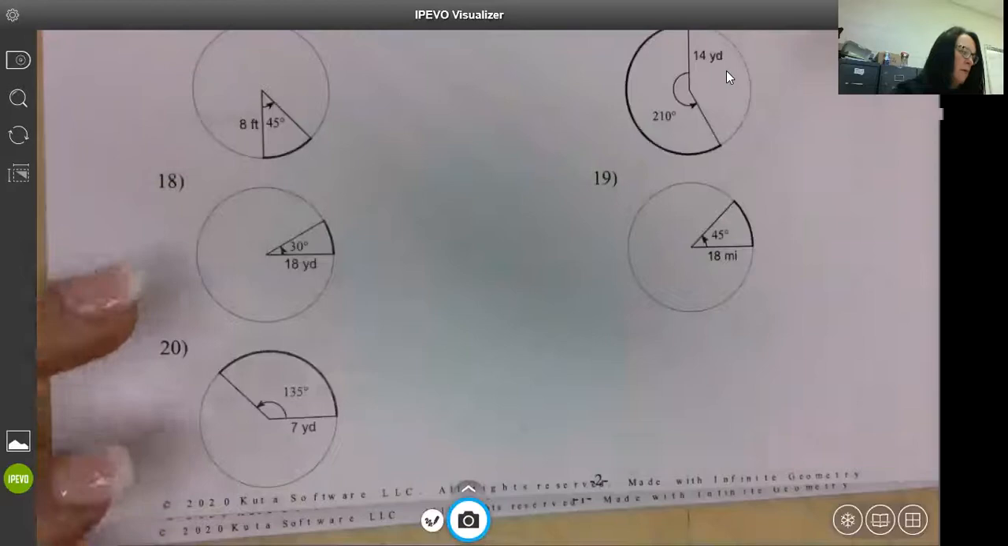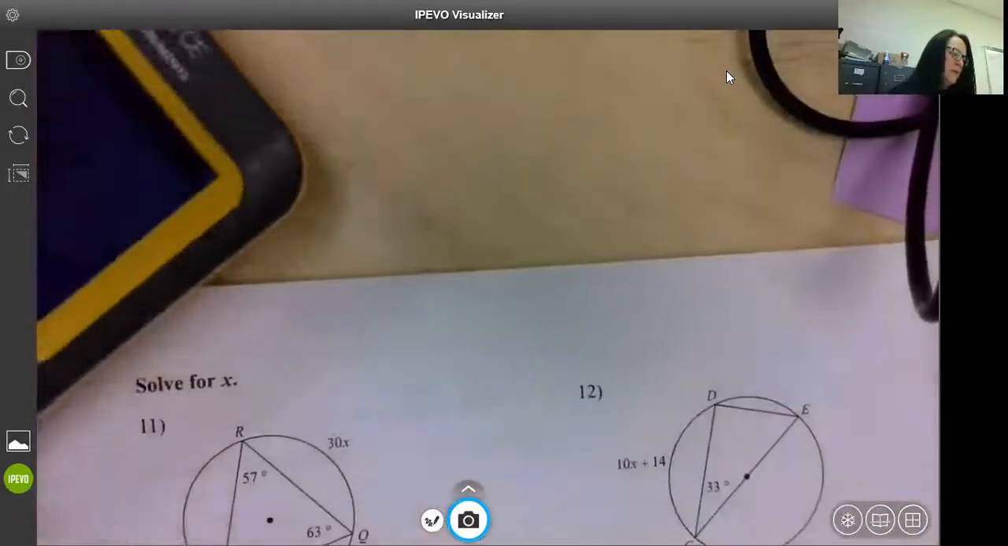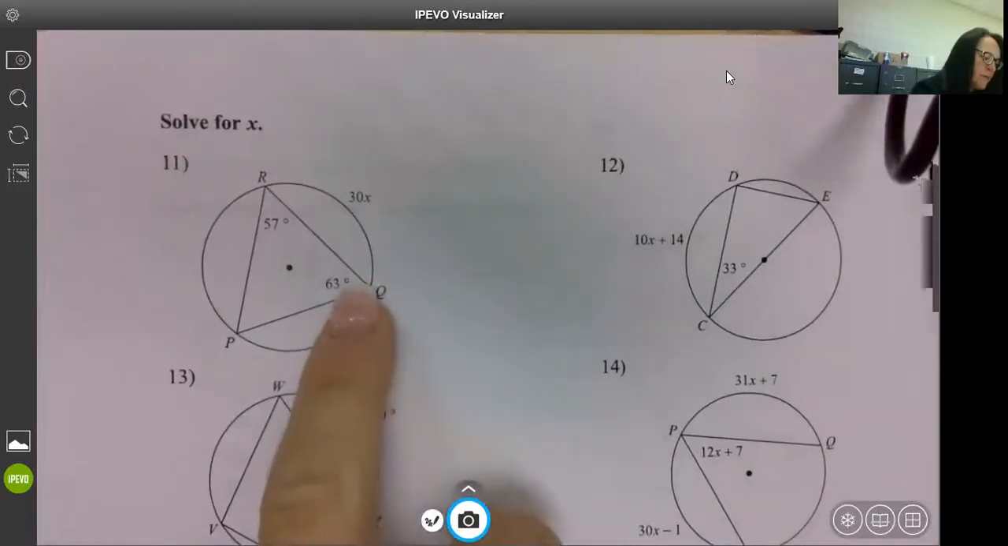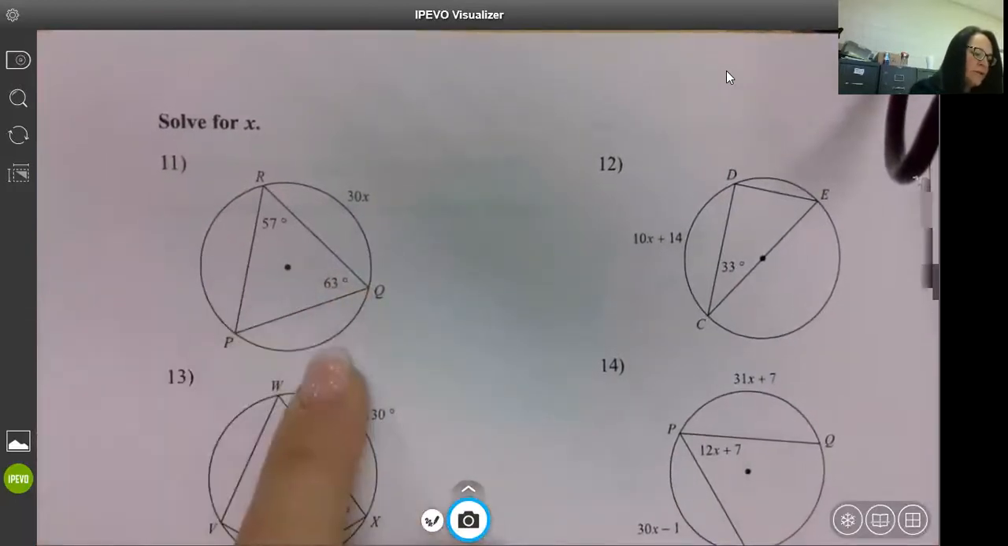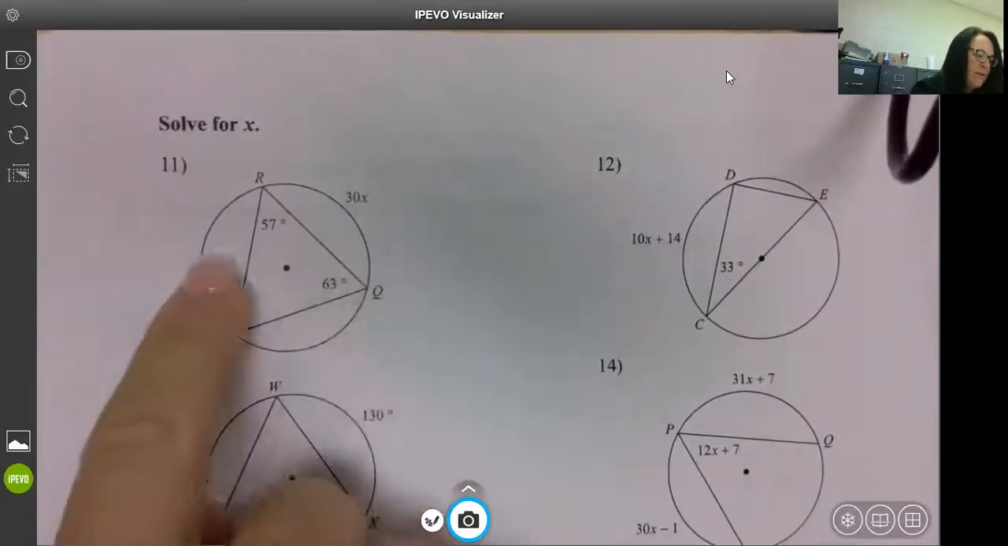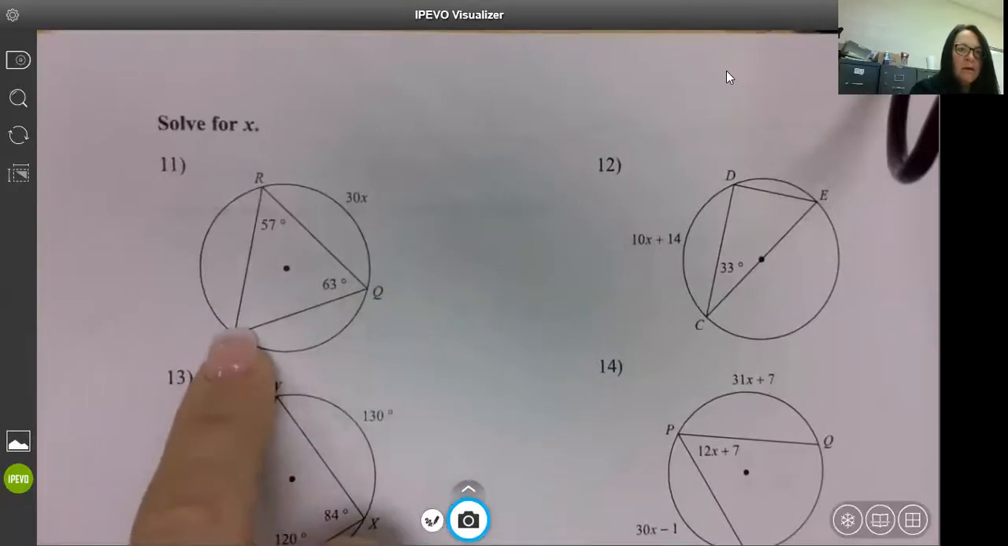Okay, look at your next one. This one just says solve for x, so it's the same thing, it just gives you an x. So here, again, based on things that you already know, we're given those two angles. So we could either use 57 to get PQ and 63 to get RP.